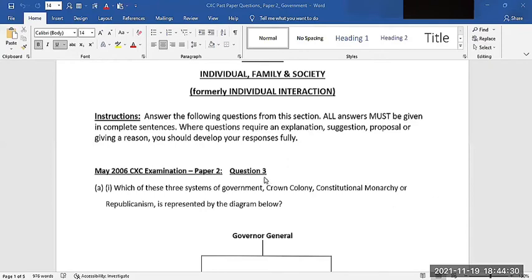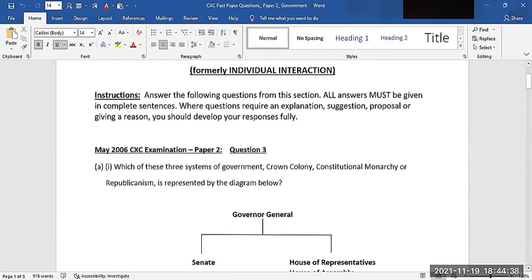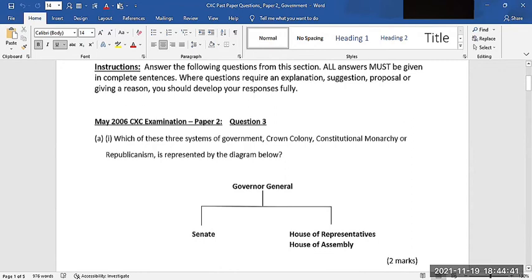So now we begin with the May 2006 CXC paper 2 examination question 3. All right. So we're about to answer, and very importantly for paper 2 questions, Alex, we need to ensure that all the answers must be given in complete sentences as much as possible. And if they say describe, if they say explain, if they say suggest or propose or give a reason for something, it means that we have to explain our answers fully.